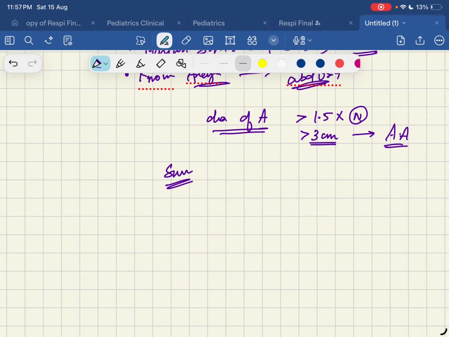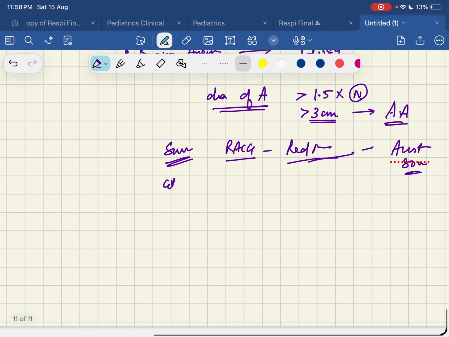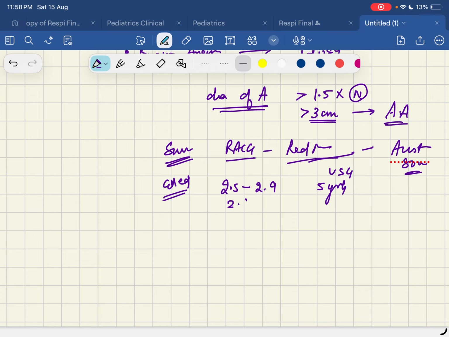surveillance of such cases. See, there have been different guidelines, in RACGP or in the Red Book or in some other places of Australian sources. The one that we have agreed upon, and the one that eMedici follows, is the one that I'm going to tell you now. If the size is 2.5 to 2.9 centimeters, you need to go for a 5-yearly ultrasound. If it is 3 to 3.9, a 3-yearly ultrasound.